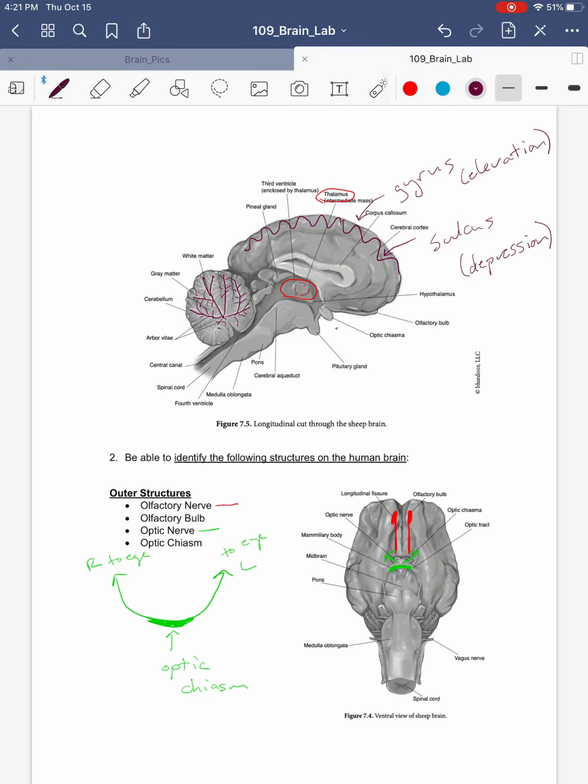Then we have a region in front of it and below it called the hypothalamus. So the thalamus is more central, and then in front of it and a little below it is the hypothalamus.